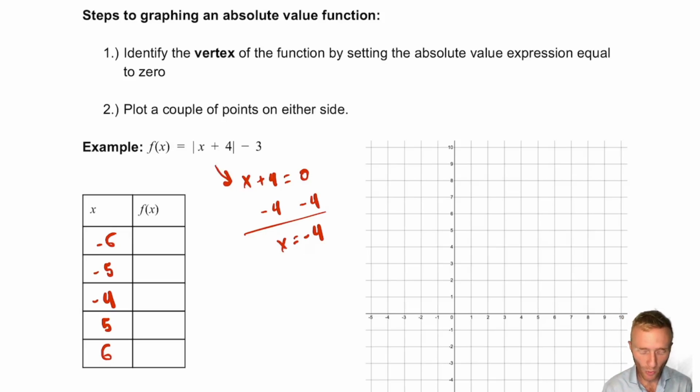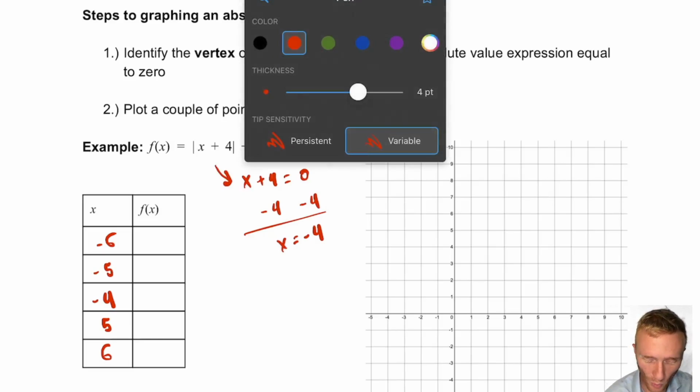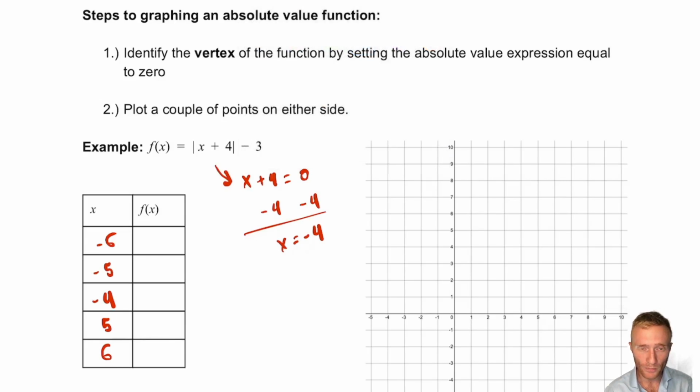If we plug in negative 6, negative 6 plus 4 is negative 2. The absolute value makes it positive 2. And then minus 3 is negative 1. Okay, let's do negative 5. Negative 5 plus 4 is negative 1. The absolute value makes it positive 1. And 1 minus 3 is negative 2.